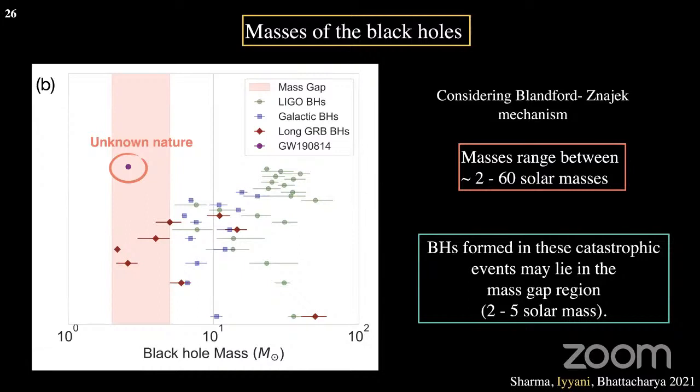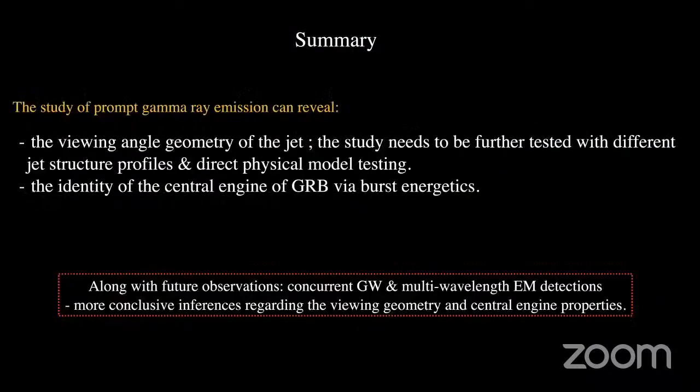So in this study, what we showed was that some of the confirmed black hole central engines of GRBs can have masses which lie in this mass gap region, and therefore it is probable that the component that we have observed in the gravitational wave event can most likely be a black hole.